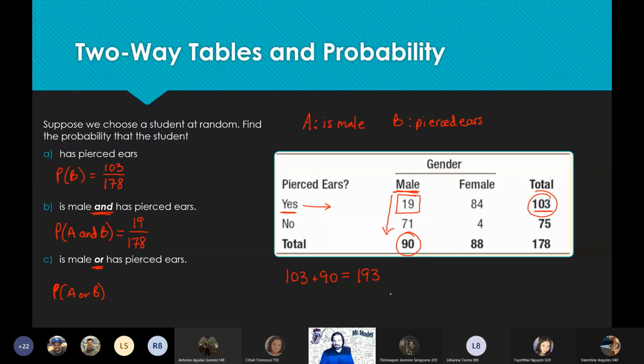Yes, Carrie, perfect. You counted male with pierced ears twice. They were counted when we counted up the yes pierced ears, and they were counted again when we counted the amount of males. This guy right here is the problem. We counted this twice.